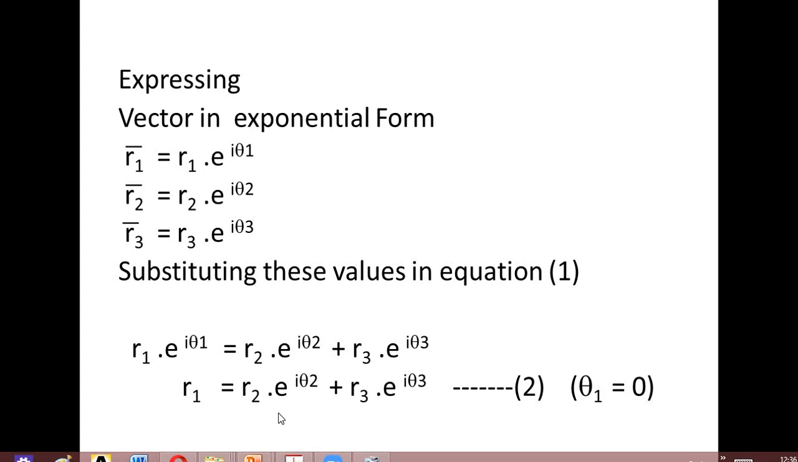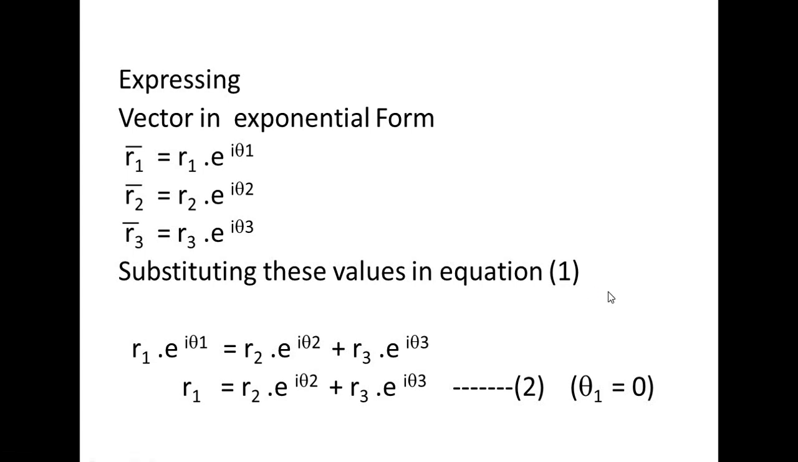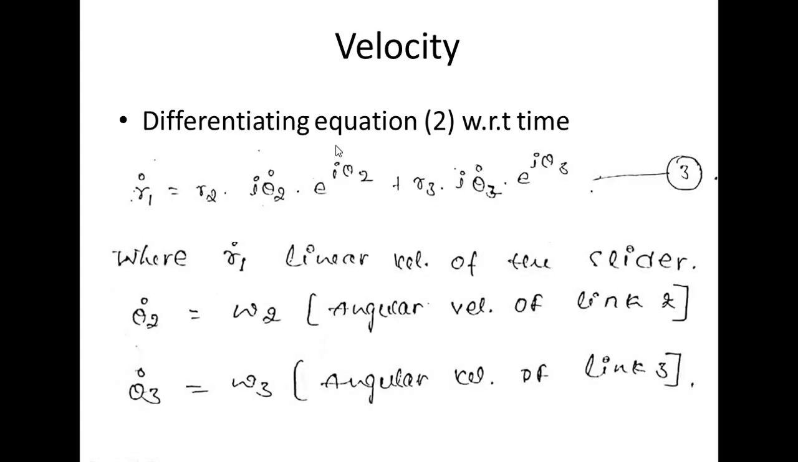So if we differentiate this equation 2 with respect to time, we get the velocity. The position vector, when you differentiate with reference to time, gives the velocity. So we'll find the velocity by differentiating equation number 2 with respect to time. What will happen?